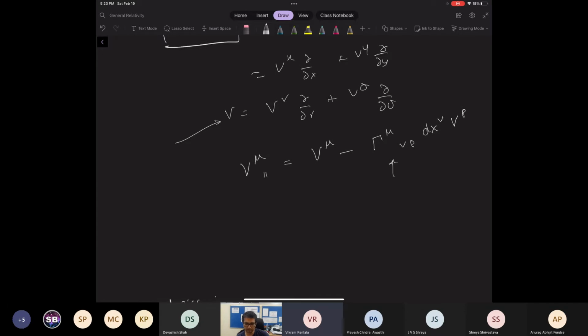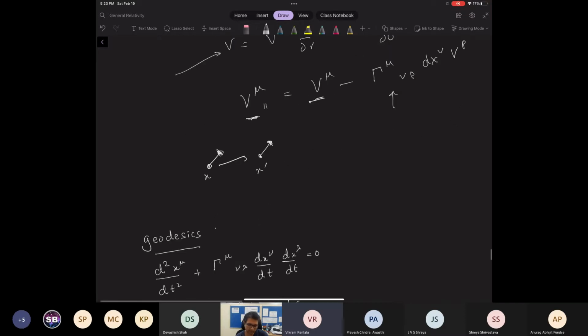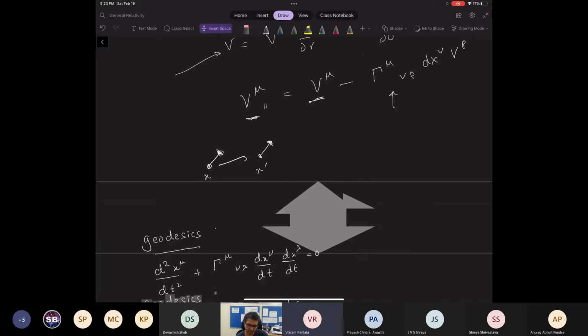So in Cartesian coordinates, it's saying that when I transport a vector from a point x to another point x prime, the components of v in the Cartesian basis will not change. That coincides with your intuitive notion of parallel transport of vectors in Cartesian space. The components of v do not change in this Cartesian coordinate system. However, if I switch to polar coordinates, then you'll find something interesting.